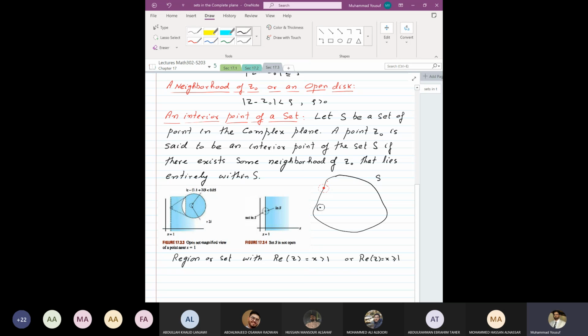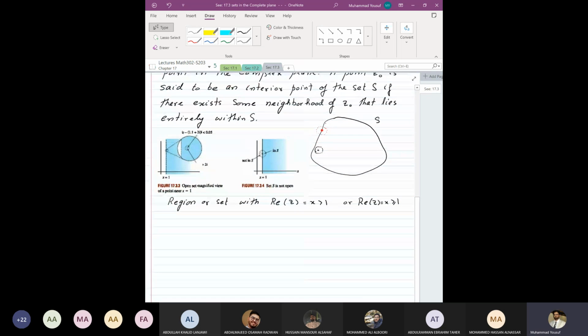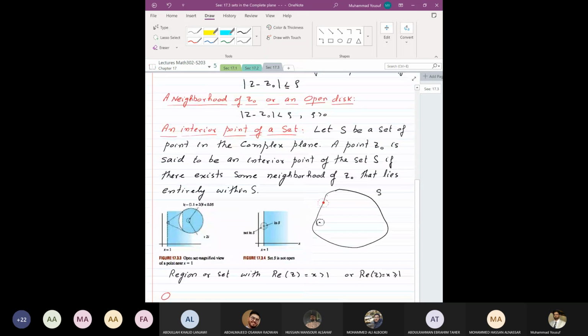The first one is figure 17.3.3 and the other one is figure 17.3.4. Figure 17.3.4 has a boundary included and 17.3.3 has no boundary included. So we say it is an open set and the other one is not an open set. So let us now write the definition, a neighborhood or open set.